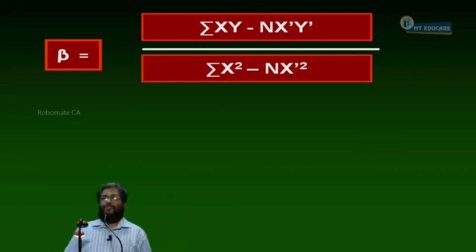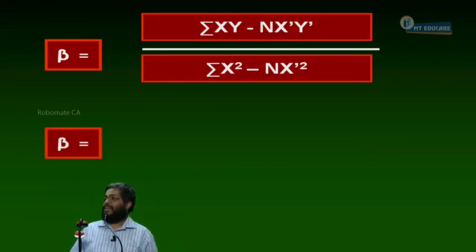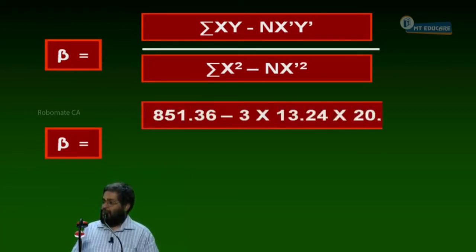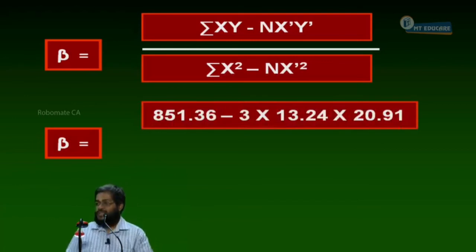Now, please you should tell me the substitution. Beta is equal to, tell me sigma xy. What is sigma xy? 851.36, right? Then I'll put it in the slide. 851.36 minus 3 into 13.24 into 20.91.